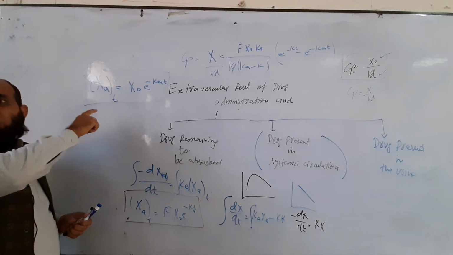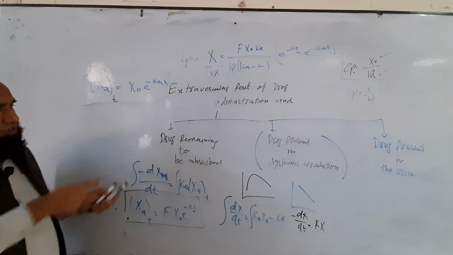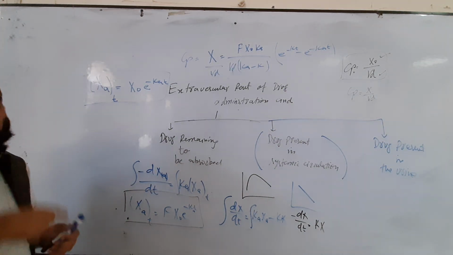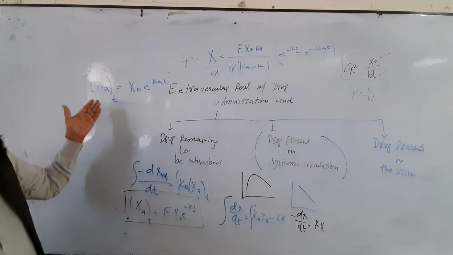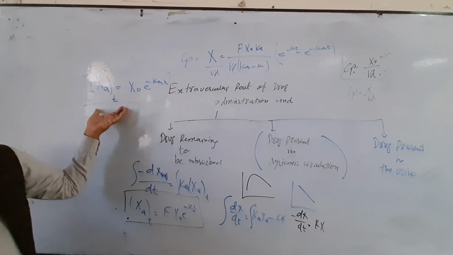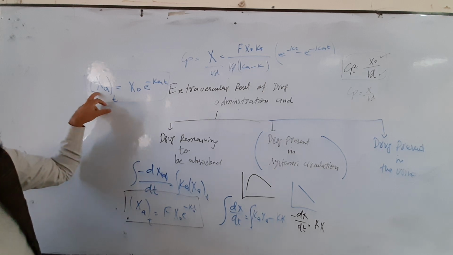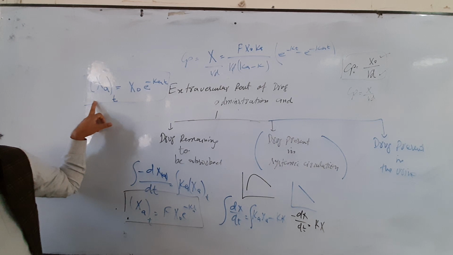Because Cp is the concentration of drug present in the plasma, and here we are dealing with the amount of drug present in the GI tract. So its unit should be milligram, the units of the dose, and XA is equal to X naught e to the minus Kat. Then we can use this equation. But this equation is not applicable very frequently. The reason is we cannot exactly estimate the amount of drug and the rate of drug at the particular time when the drug is present in the GI tract.